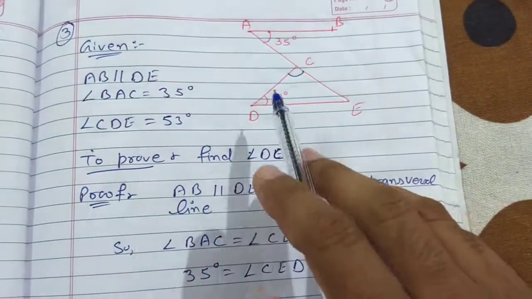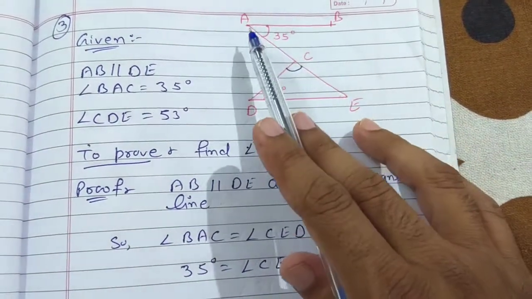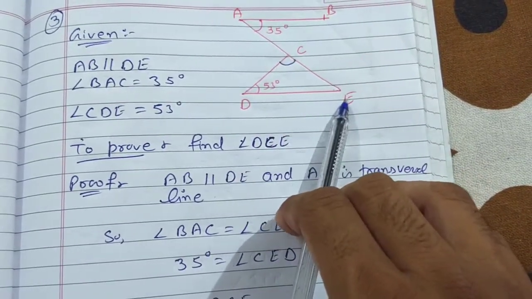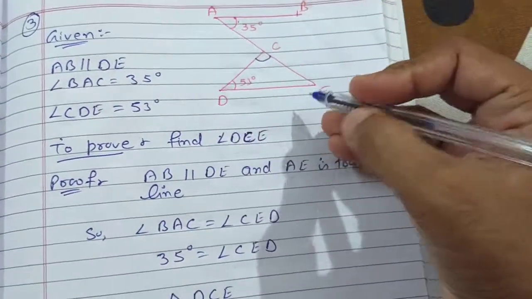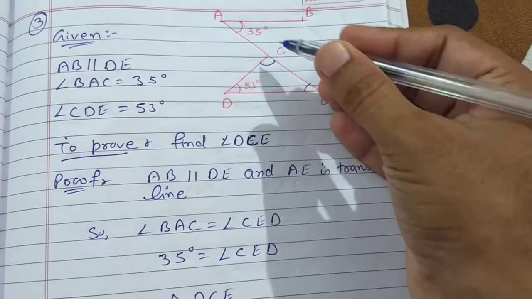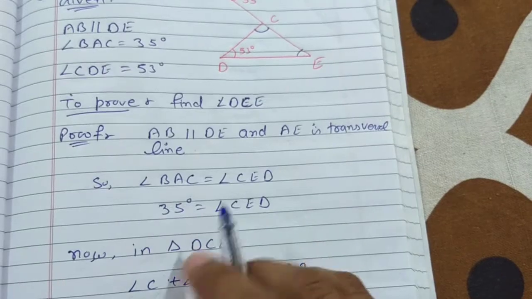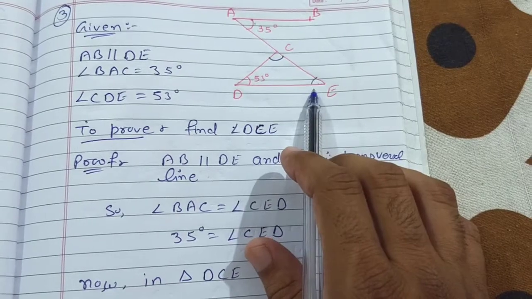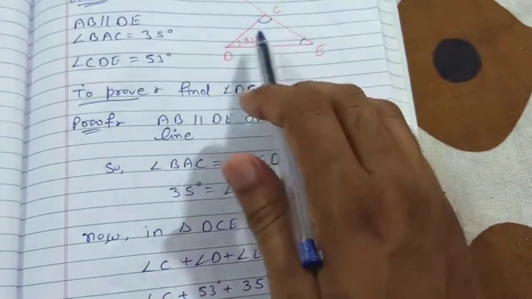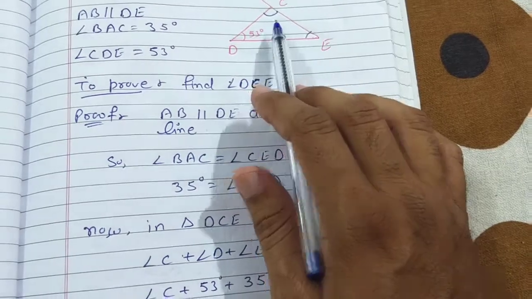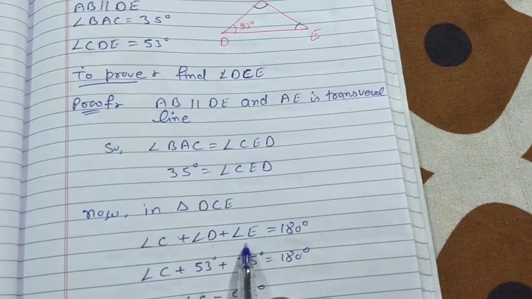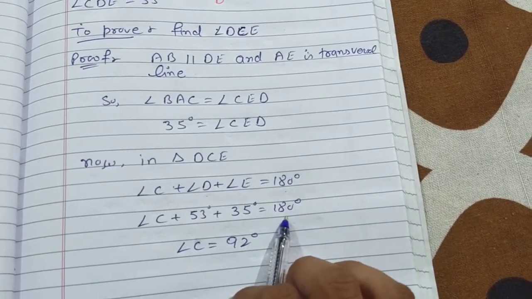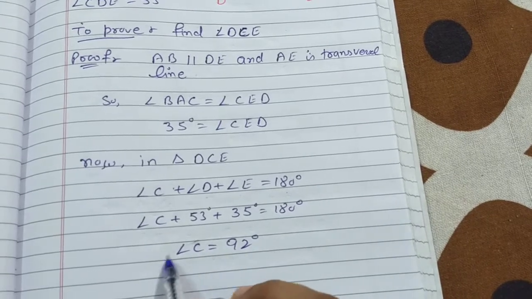First of all we apply the method: AB is parallel to DE and AE is a transversal line. So what about this angle and this angle? These angles are equal, and the reason is alternate interior angles. So angle CED will be 35 degrees. Now we have to find this one angle, so apply the angle sum property. Angle C plus angle D plus angle E equals 180 degrees. Put in these values, then add and subtract from 180, then your angle C will be 92 degrees.